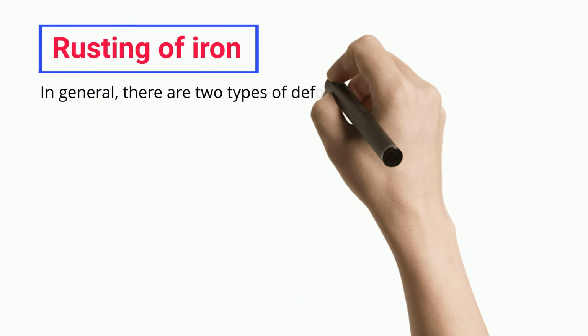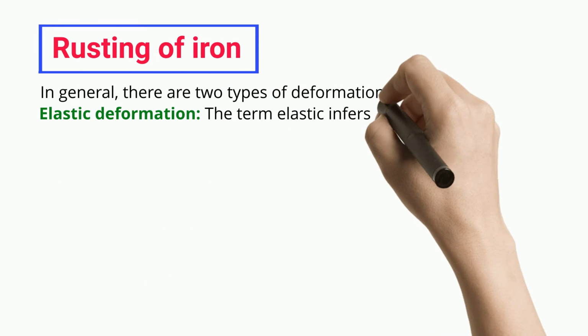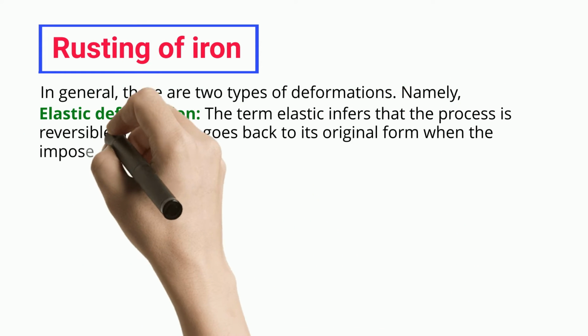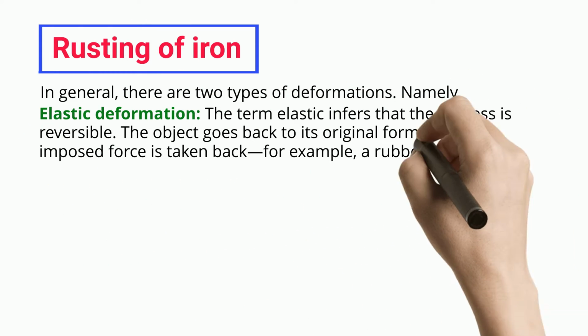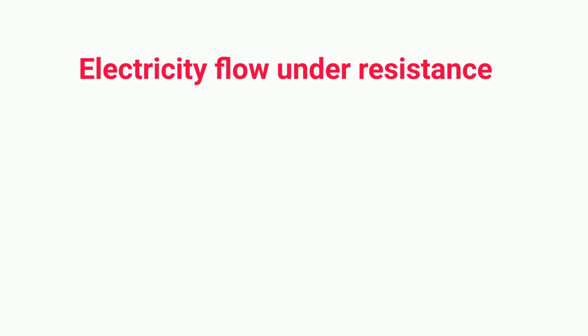In general, there are two types of deformations. Namely, elastic deformation. The term elastic infers that the process is reversible. The object goes back to its original form when the imposed force is taken back, for example, a rubber band when stretched. Electricity flow under resistance.